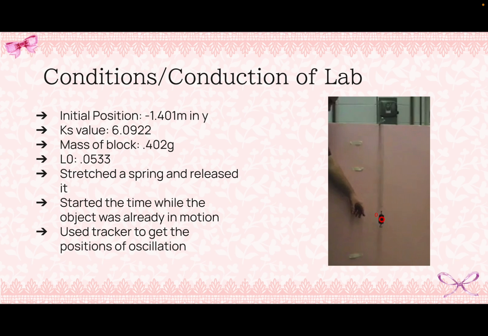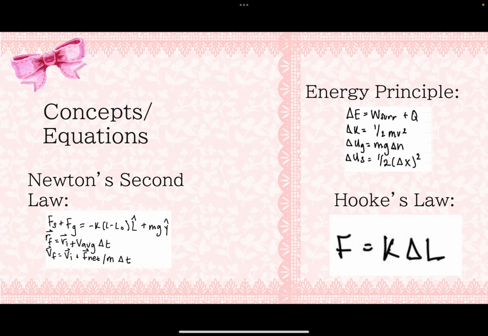So some conditions of the lab: the initial position was negative 1.401 meters in the y direction. The k value was 6.0922. The mass of the block was 0.402 grams. L naught was 0.0533. We stretched the spring and released it, and we started the time while the object was already in motion and used Tracker to get the positions of the oscillation.